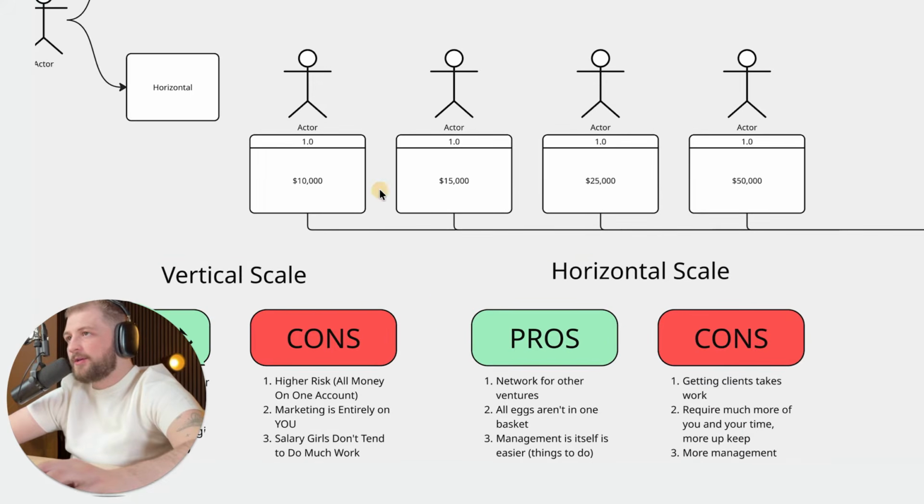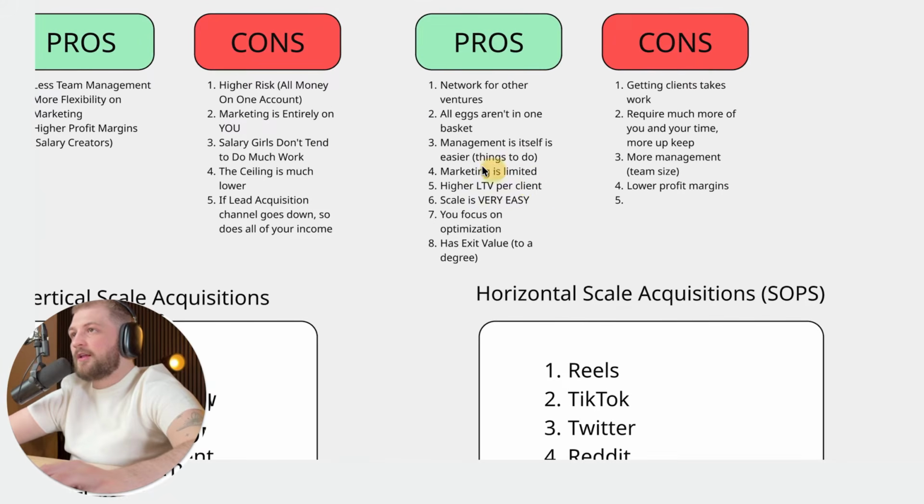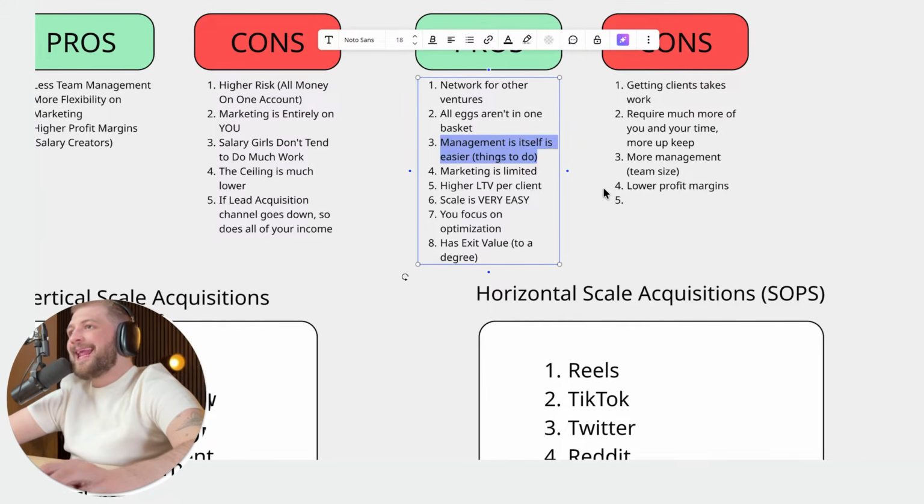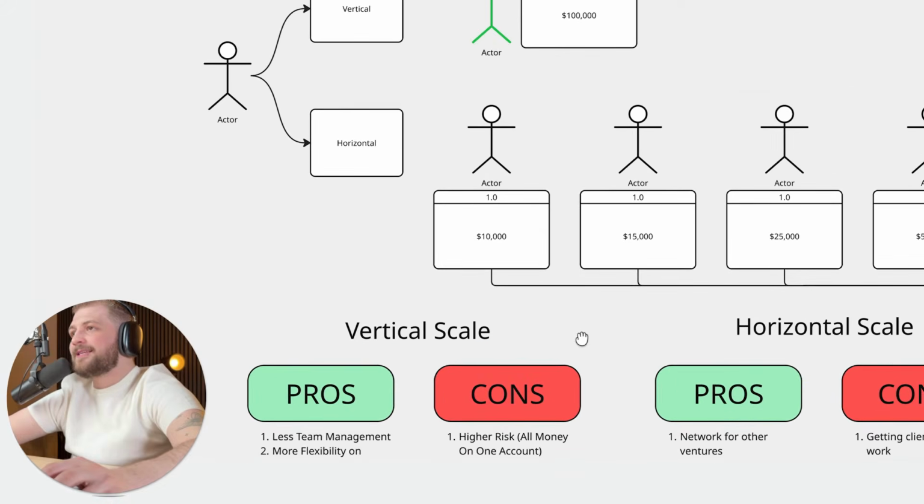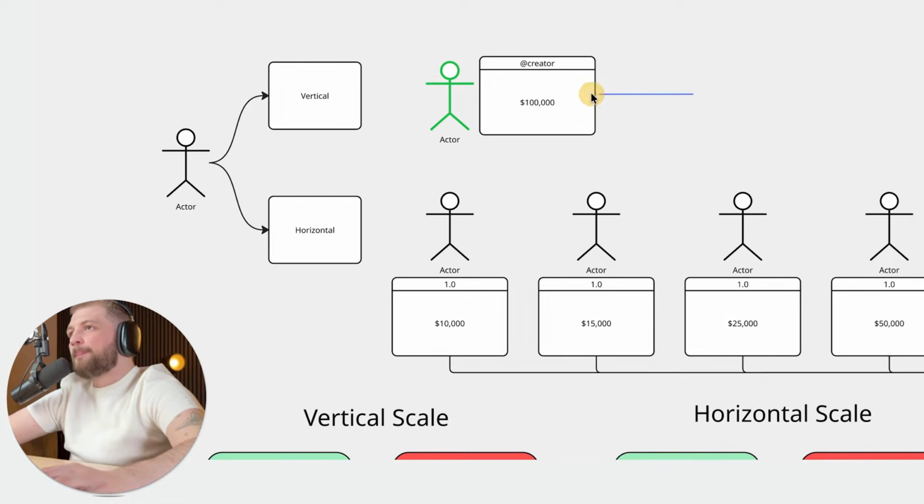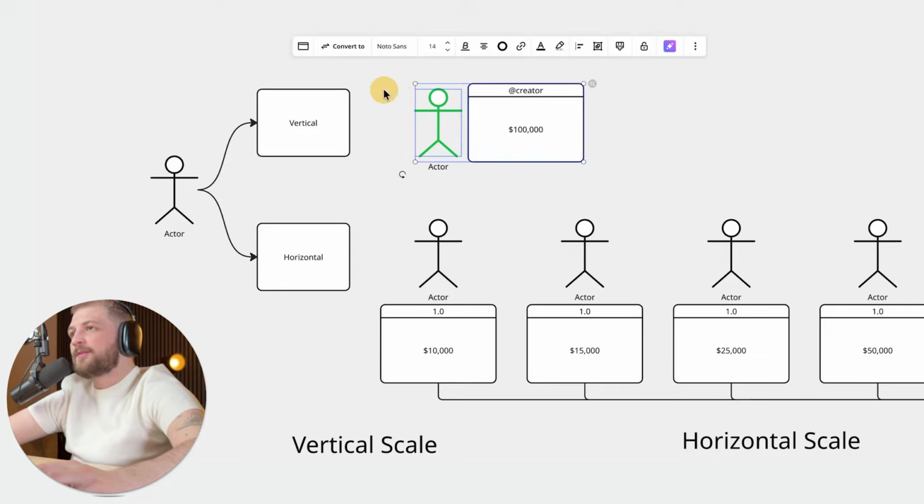God forbid actor number 10 here leaves. That's fine, okay? Because you have all of these guys that are supporting your income, as opposed to this person leaves, you just lost all of your income. Management itself is easier, okay? Because the things that you do are not going to be the same things that you do for this creator, for the vertical creator. You literally have to do every single thing because they're not your business partner. They are your tool for scaling your own income, okay? So everything that you do is 100% reliant on you.